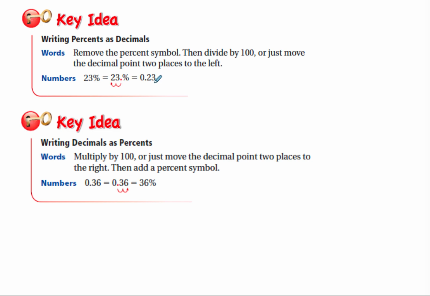And then changing decimals to percents, same thing, except it's the opposite. So if we start with a decimal, we're going to multiply by 100, which is the same thing as moving the decimal 2 places to the right. So taking the decimal that's already there, moving it 2 places to the right, and then we have 36%. Your percent number is always going to look bigger than your decimal form. So if you're not sure about which way to move the decimal, think about the percent number is going to look bigger than the decimal number, even though they do mean the same thing.